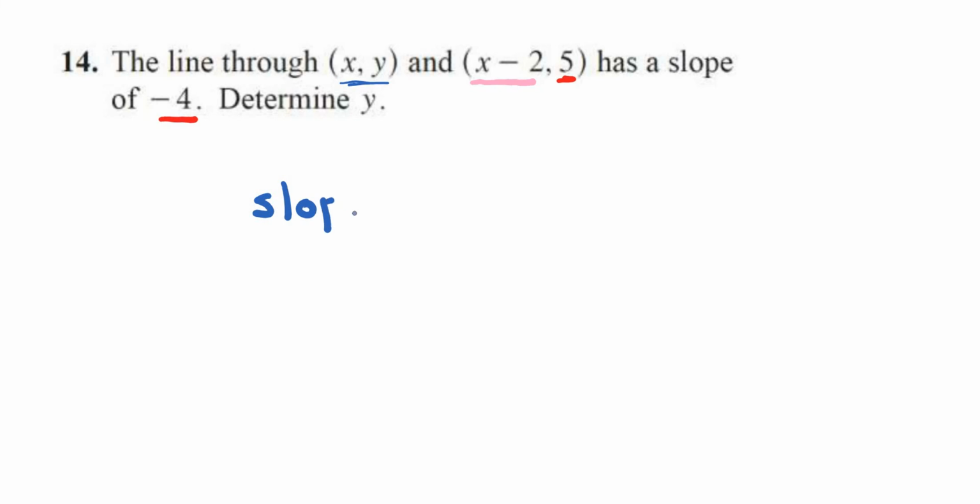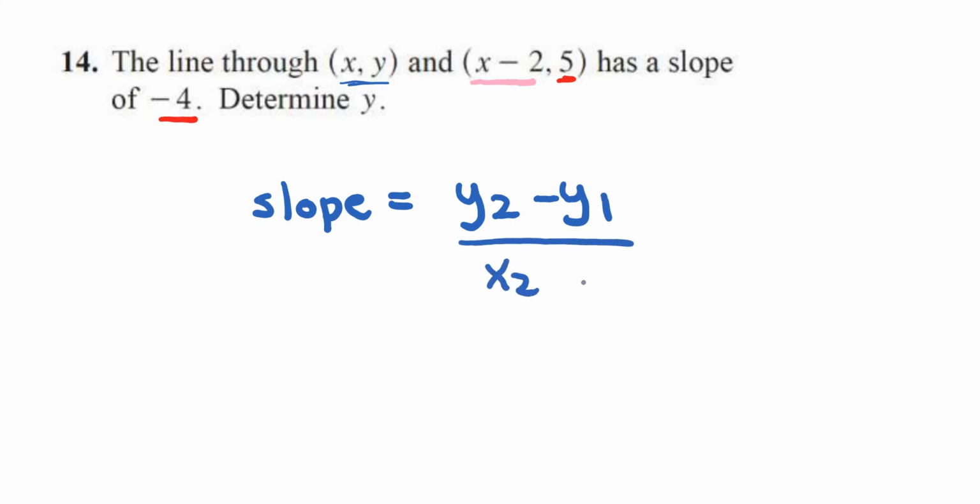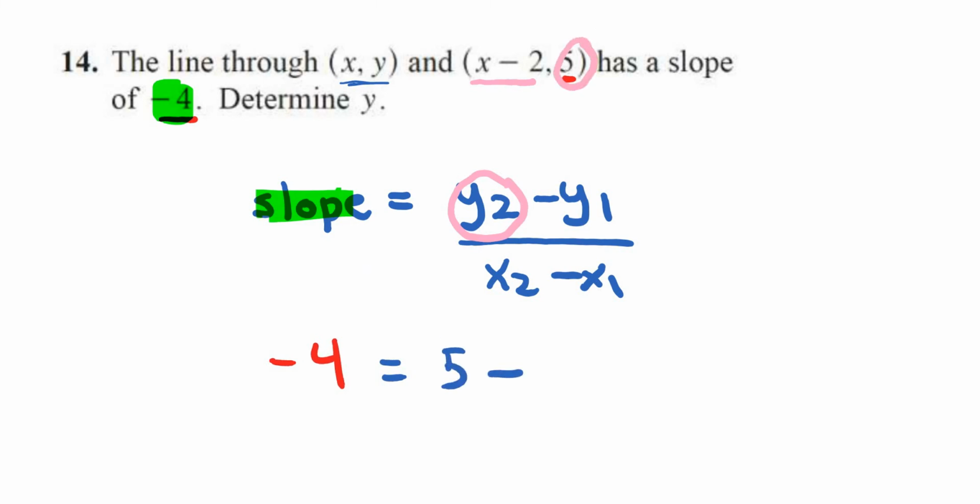We still write out our slope formula, which is rise over run, which is a difference in your y values divided by a difference in your x values. And the question tells us that the slope has a value of -4. So this changes into -4 equals. Now, what's your y2 value now? Your y2 value is now 5, right? So this is going to be 5 minus, and then what is your y1 value? Well, your y1 value is just a y, right? So that becomes a y.